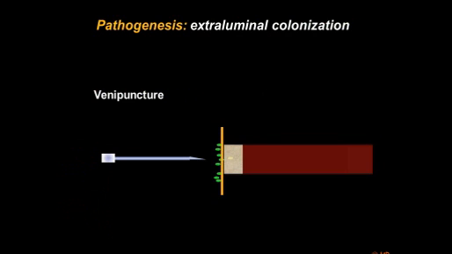Now, let's see how this happens. Let's do a venipuncture together. You'll notice that there are bacteria on the skin, and we're about to do the venipuncture. The number of bacteria on the skin will be determined by you, and by how well you do or do not do the preoperative skin prep. This is an absolutely critical step, the first line of prevention of extraluminal colonization.